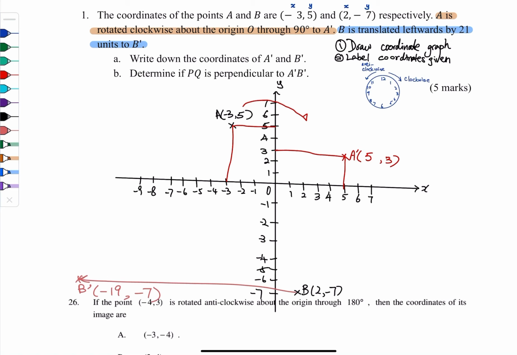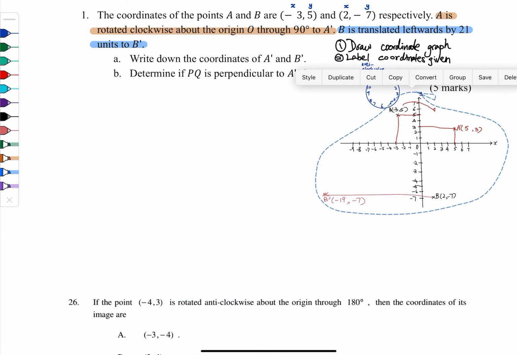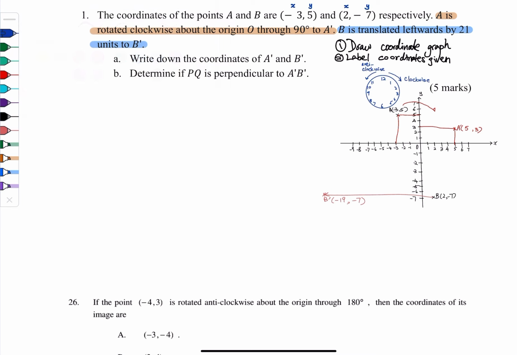Very easy, right? So that's what we call drawing. Now I'm putting this on the side because this is supposed to be on your graph paper only, not shown to the marker. So part A is just write down. Write down means no steps. So your A dot coordinate is 5, 3. Your B dot coordinate is negative 19 and negative 7. That's what you do for part A, usually drawing, and then see how it's moved, how it's changed.